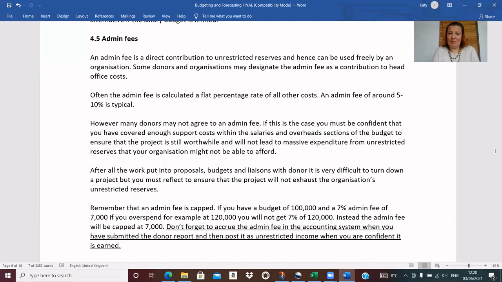After all the work that we put into proposals and budgets and back and forths with donors, it is very difficult to turn down a project. But occasionally, you do need to reflect and just make sure that the project will not exhaust the organisation's unrestricted reserves if there are very few contributions to support costs.